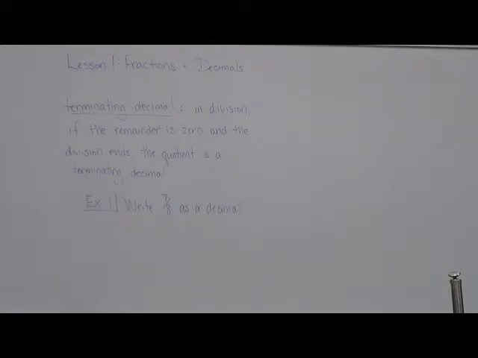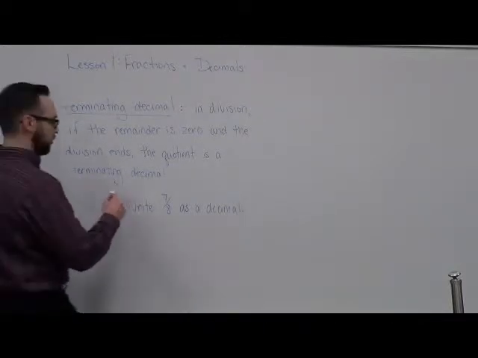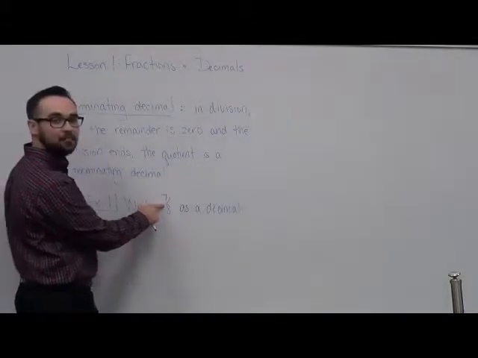A terminating decimal is just as it sounds. Terminating is a word that means ending or finished. So in division, if the remainder is 0 and the division ends, the quotient is called a terminating decimal. So my example up here is to write 7/8 as a decimal. To do that, remember that the top number is divided by the bottom number.